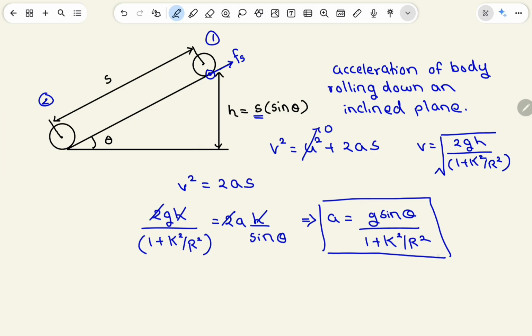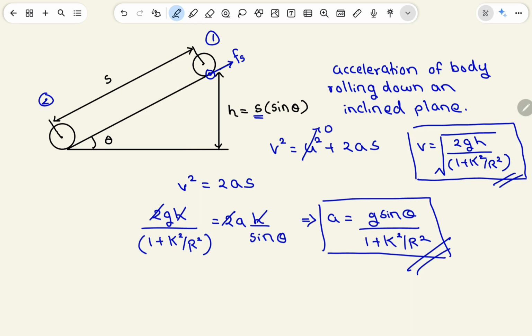So thus we have derived the formula for the velocity of the body when it rolls down an inclined plane at the bottom, and we have also derived the formula for the acceleration of the body rolling down an inclined plane. So these are the two formulas: v is equal to under root 2gh upon 1 plus k square by r square, and a is equal to g sine theta upon 1 plus k square by r square.